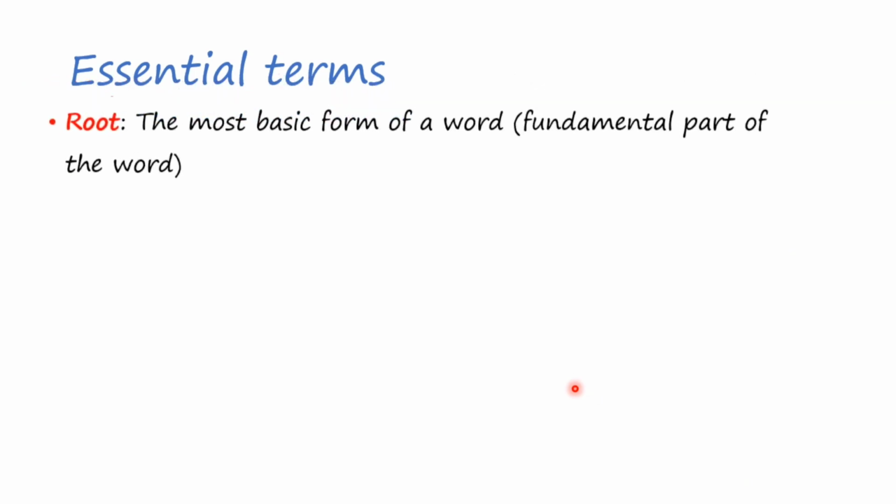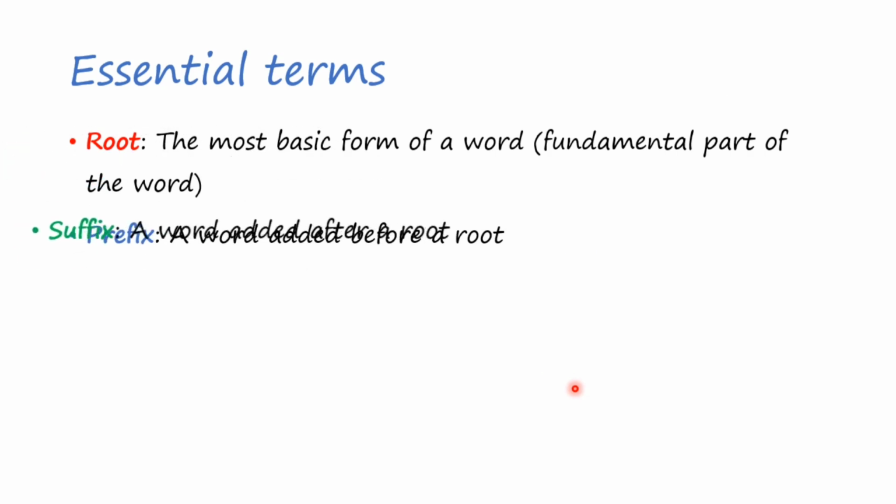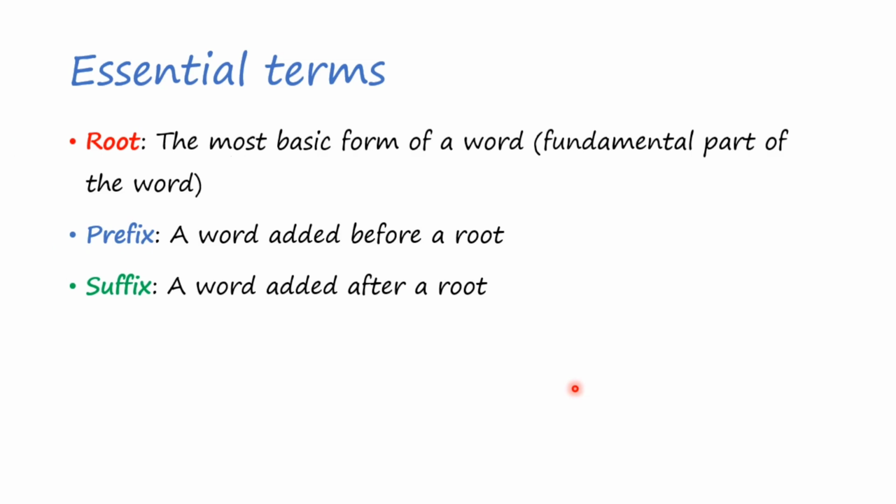For example, roots. Root is the most basic form of a word, the fundamental part of the word. As a matter of fact, it's the core of the word. A word is accompanied with a prefix and suffix. A prefix is added before a root, and a suffix is added after a root. For example, cardiology: cardio is the root of this word and means heart, and logy is a suffix meaning study. Cardiology means the study of hearts.